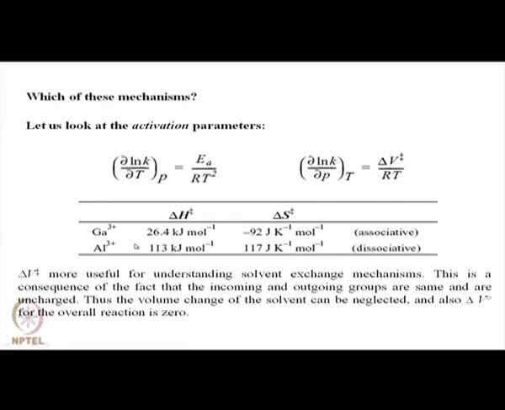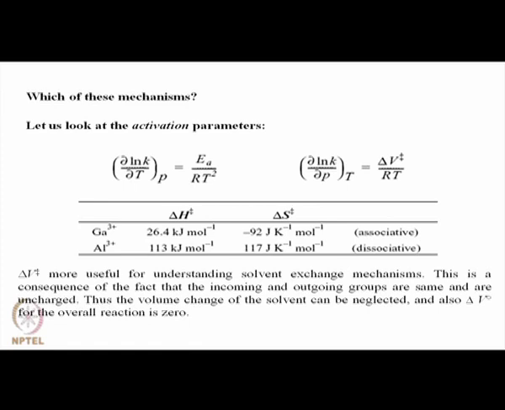We have got two examples, gallium 3 plus and aluminum 3 plus. For both of them delta H activation is positive: 26.4 kilojoule per mole in one case, and 113 kilojoule per mole in the other. Delta S activation in one case is minus 92 joule Kelvin inverse mole inverse, and in the other case it is plus 117. First case, for gallium, it is minus 92, and for aluminum it is plus 170.